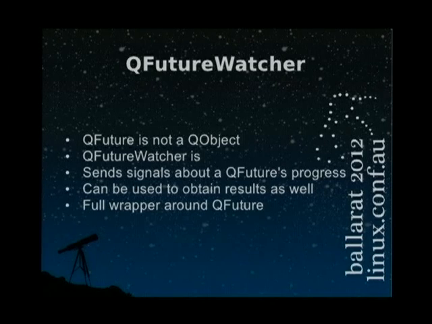So what happens? QFutureWatcher is able to send a signal whenever a result is available. Whenever the QFuture is finished, it can even signal progress. So you can even use Qt Concurrent for doing fully synchronous operations, because a QFutureWatcher will notify you every time a single item has been processed, if you want. Or you can simply wait for the result to be over. And it's a full wrapper around QFuture.